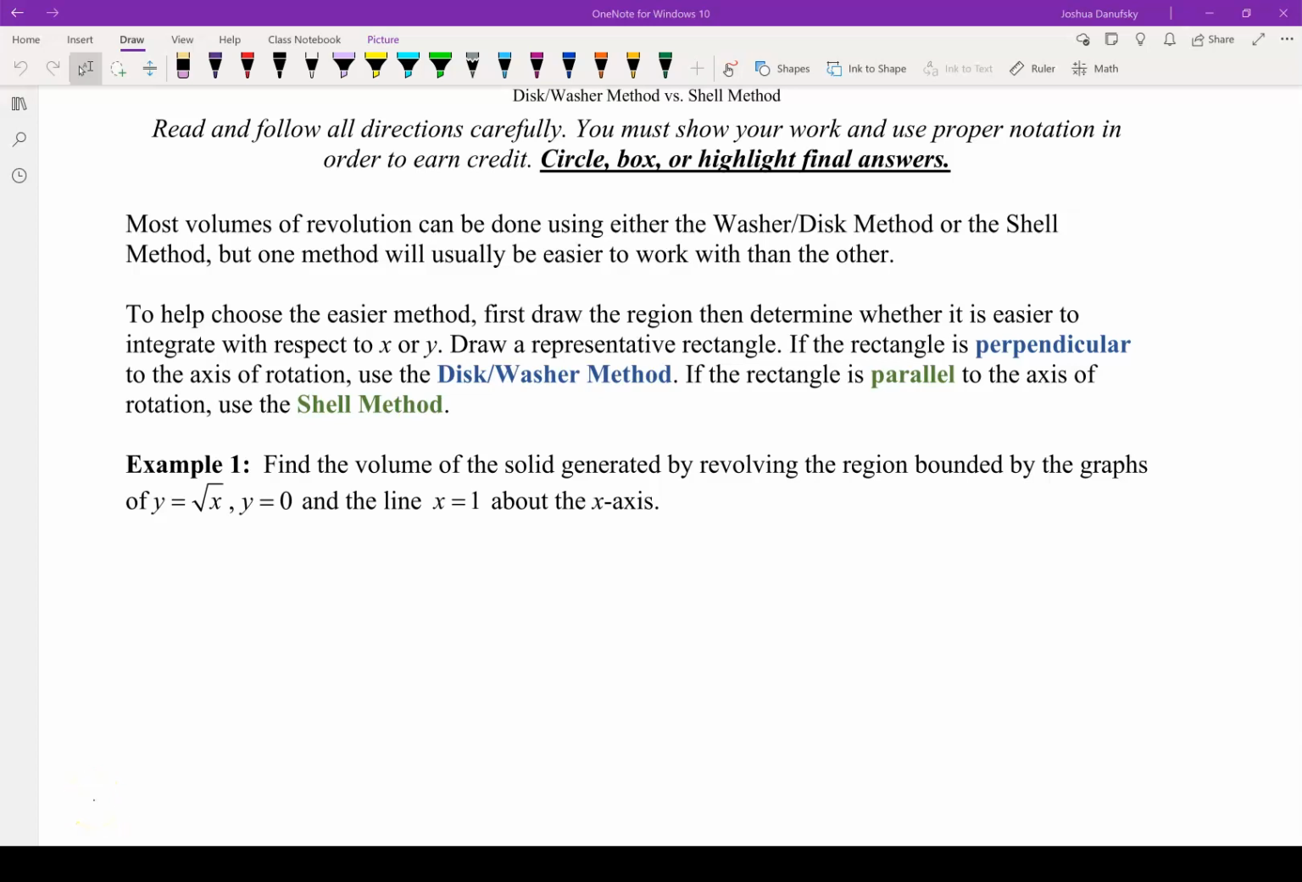Once we've learned how to use the disk washer method and the shell method for finding volumes of revolution, a common question comes up. How do you know which method to use? In most cases, you can use either method, but one method will be a lot easier than the other. In some cases, only one method will be possible.